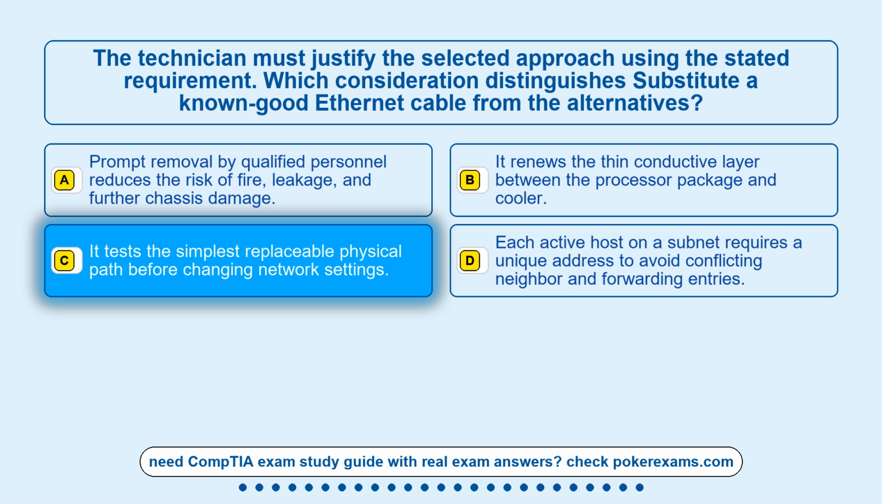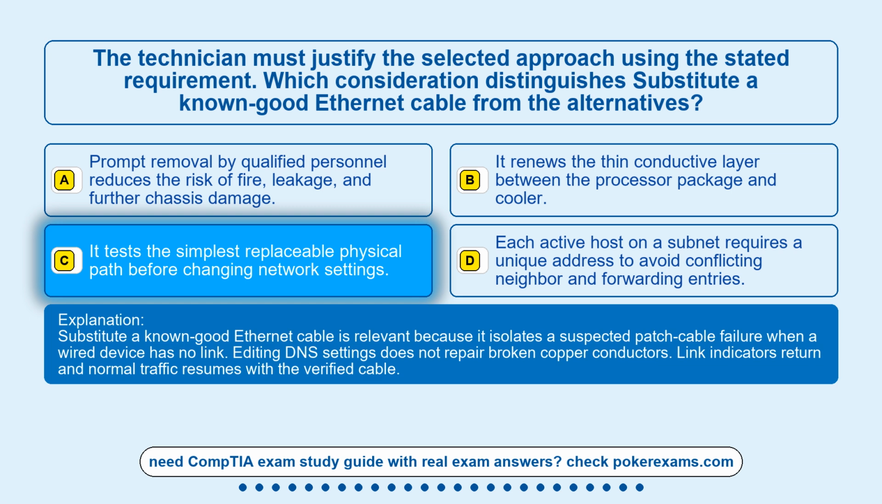The correct answer is option C. It tests the simplest replaceable physical path before changing network settings. Substitute a known-good Ethernet cable is relevant because it isolates a suspected patch cable failure when a wired device has no link. Editing DNS settings does not repair broken copper conductors.